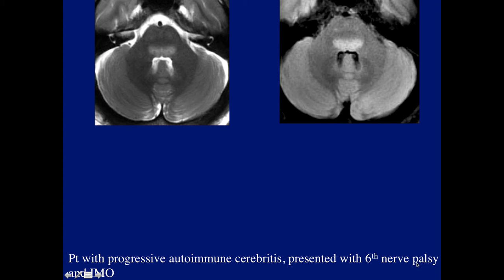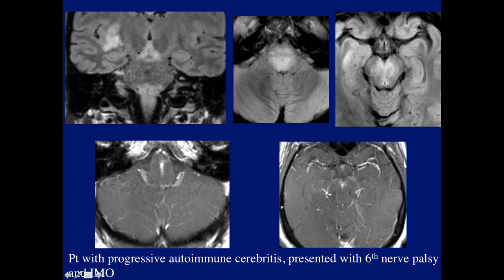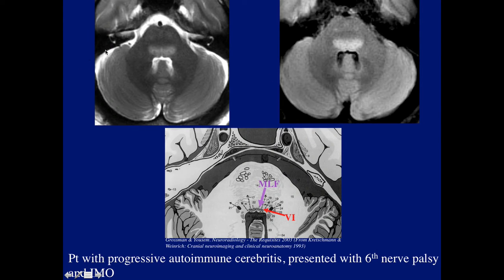The patient again presented with a 6th nerve palsy and INO, and we can see this abnormal signal, which actually was quite extensive. She had multiple areas of abnormalities in the brainstem, the pons, and the basal ganglia. The final diagnosis was progressive autoimmune cerebritis. But the presenting symptoms, again, were 6th nerve palsy and INO, likely because of the involvement of the region of the nuclei. And if we look here, again, the MLF and the 6th nerve, and you can see this abnormal signal in the location of the facial colliculus, anterior to the facial colliculus.